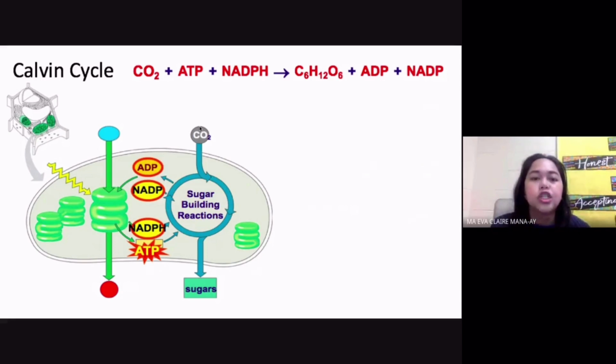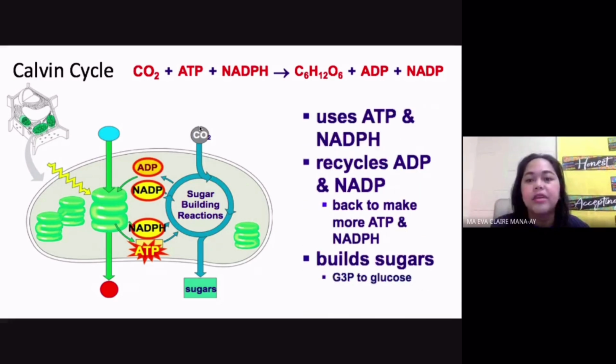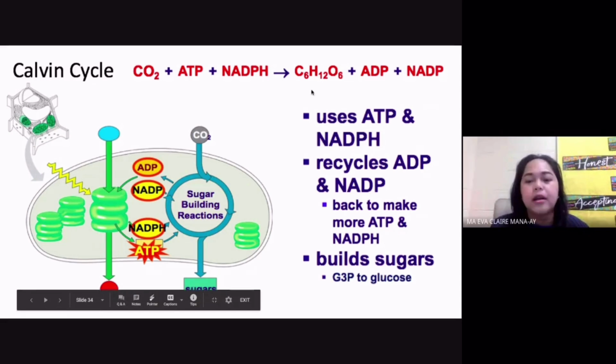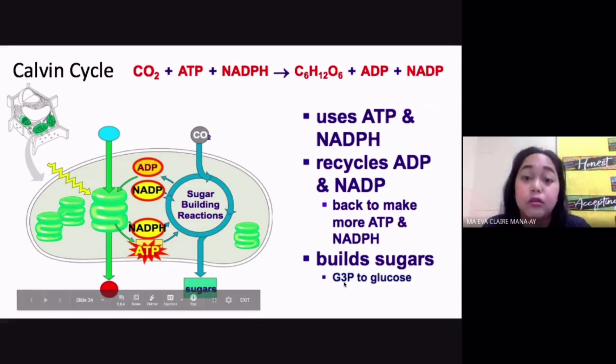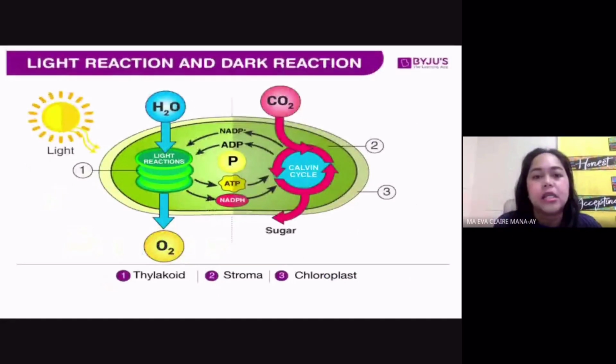And so this summarizes your Calvin cycle. It uses ATP and NADPH, the products of your light reaction, recycles them into ADP and NADP to make more ATP and NADPH, and of course it builds sugars. The first sugar formed there is actually not glucose, but G3P. This is a 3-carbon sugar, but eventually that is going to be changed into glucose. And that summarizes the light reaction and the dark reaction of your photosynthesis.